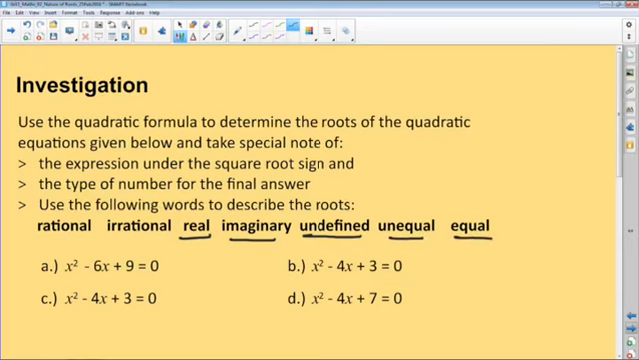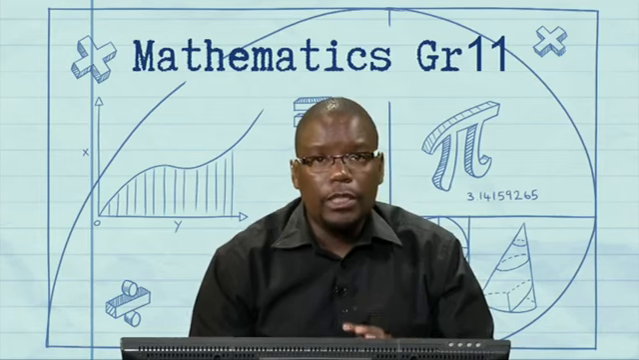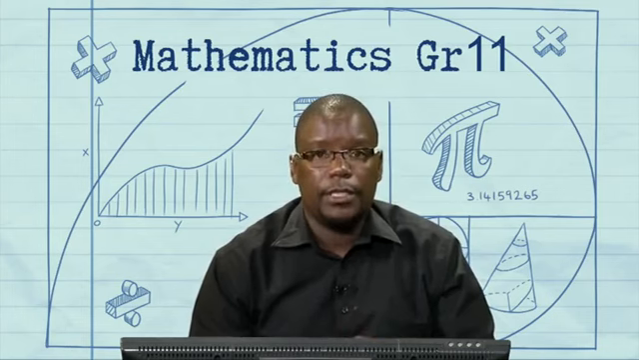Okay, this one is duplicated. So you've got A, B, and D. So you need to check the expression under the square root sign, how is it, and the type of the final answer, and then you are using those words to describe. I'm giving you, again, 2 minutes to work on this.